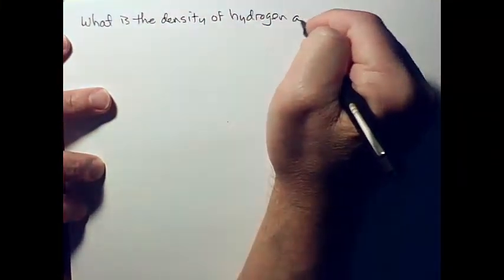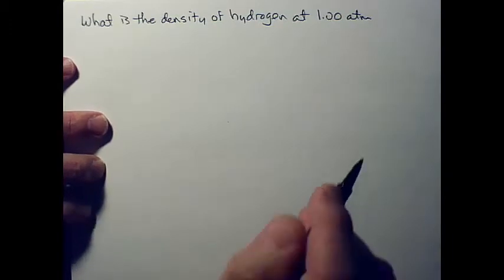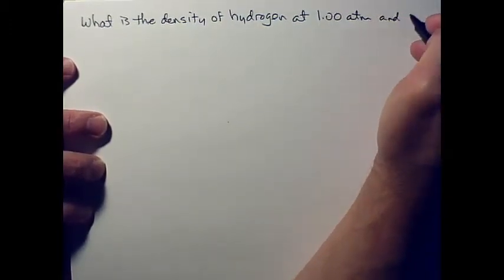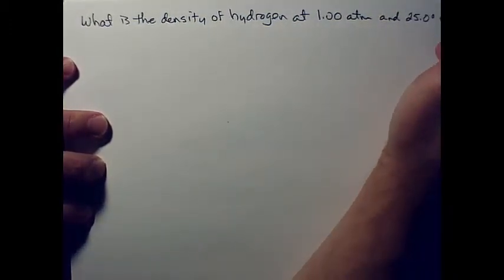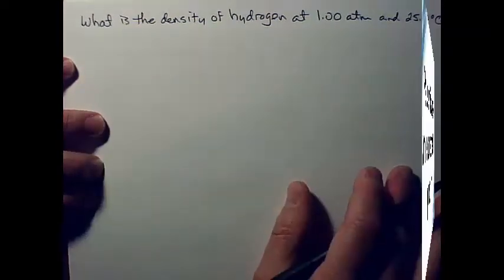So let's say we have, let's find what is the density of hydrogen at 1 atmosphere, which is the average pressure at sea level, and let's say 25.0 degrees C. Okay? What is the density of hydrogen at 1 atmosphere and 25 degrees C?